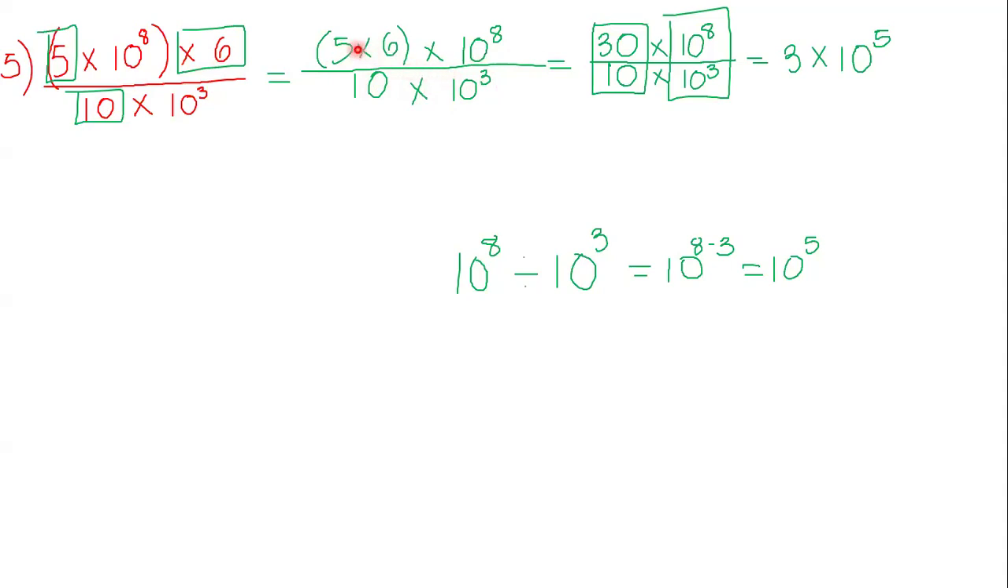And 5 times 6 is 30, and that'd be 30 over 10, which is 3. And then for 10 to the power of 8 divided by 10 to the power of 3, we just subtract the exponents. It'd be 10 to the power of 8 minus 3, which would give us 10 to the power of 5. Very good. So we got 3 times 10 to the power of 5.